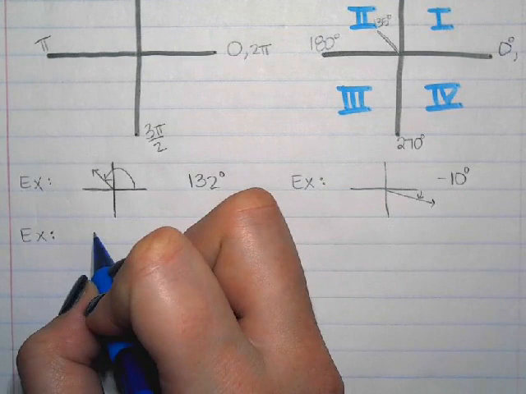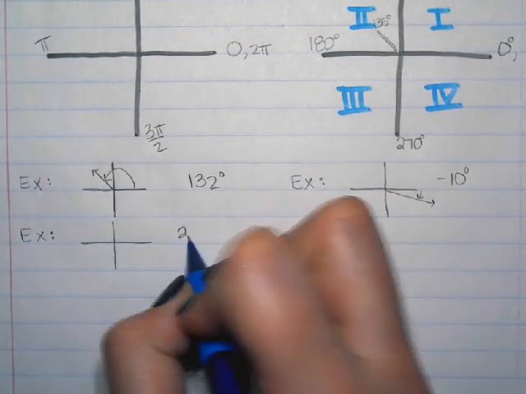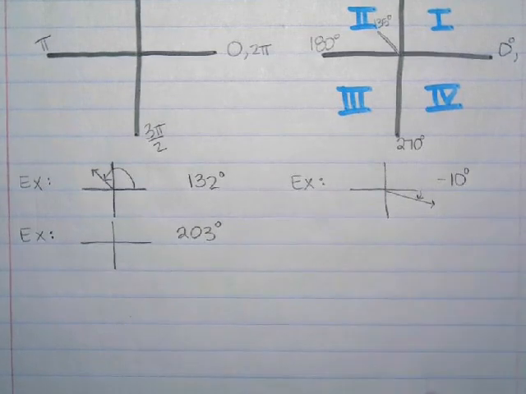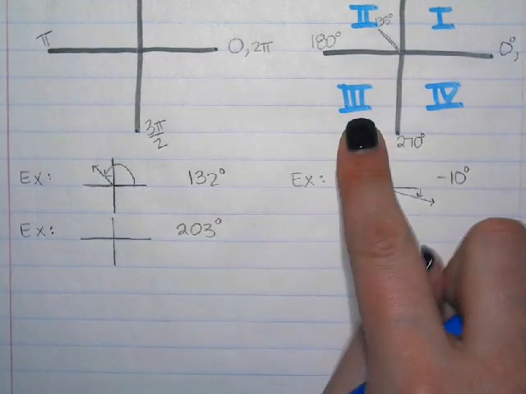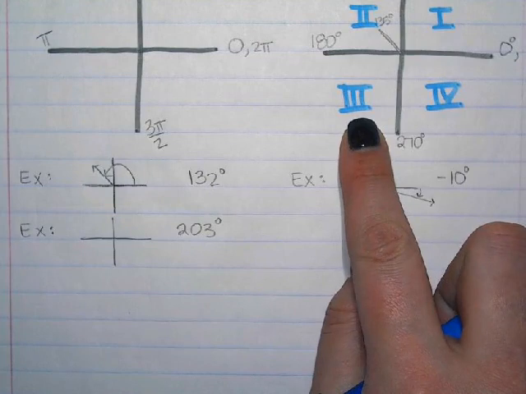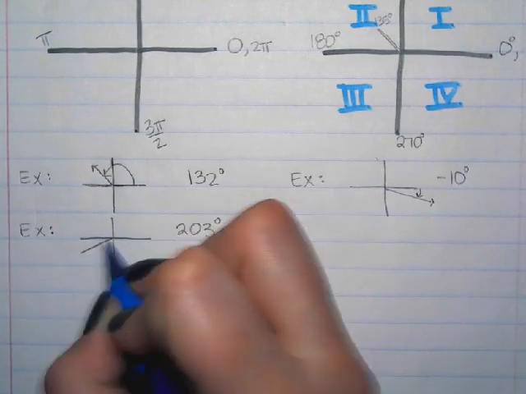All right, let's say I want a 203-degree angle. 203. Where do we think a 203-degree angle would be? Third quadrant. Would it be halfway? No. It'd be less than halfway for sure. It'd be like this-ish.